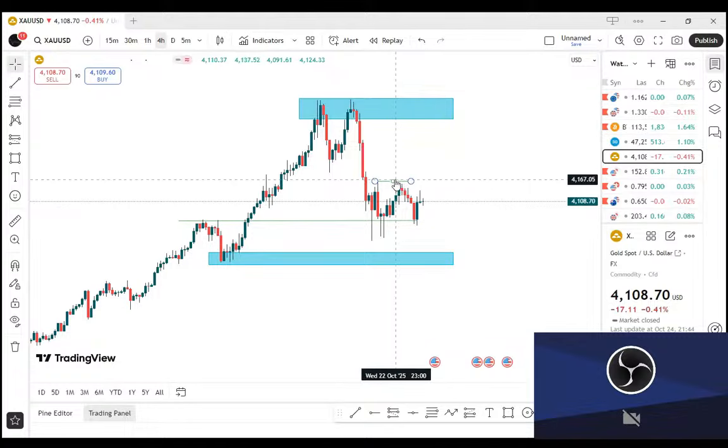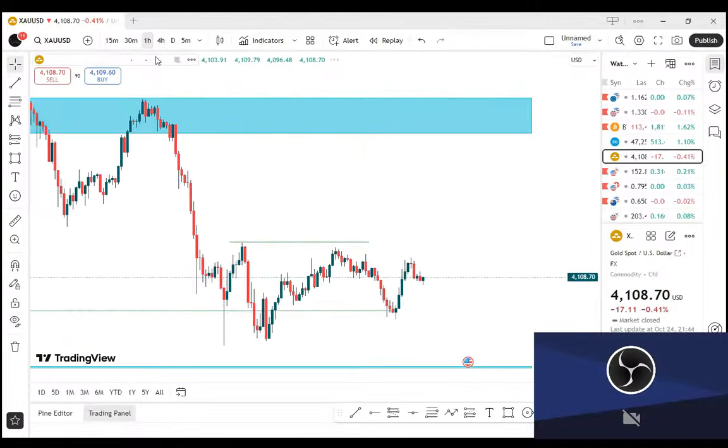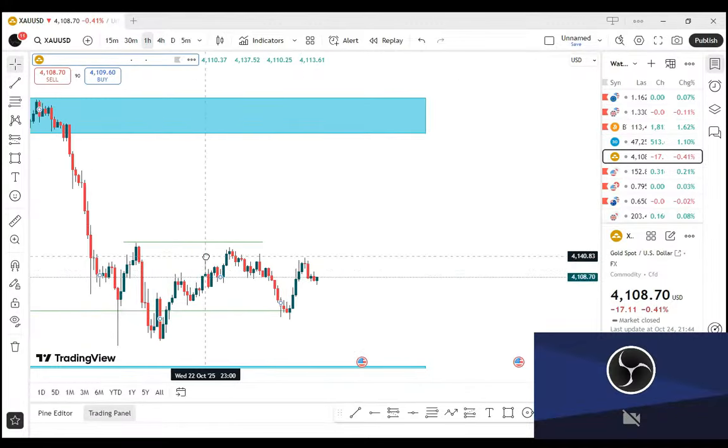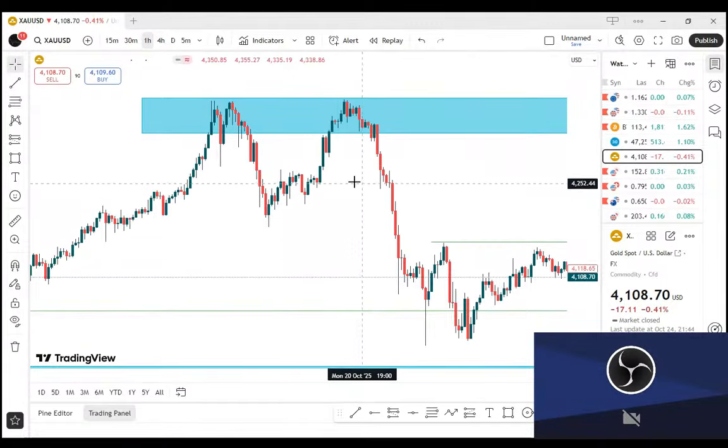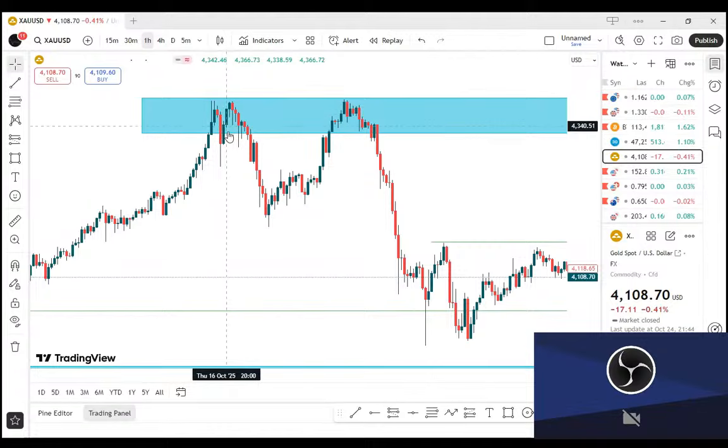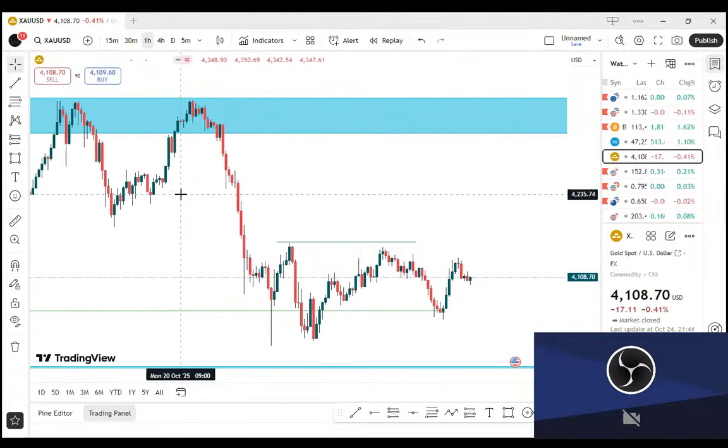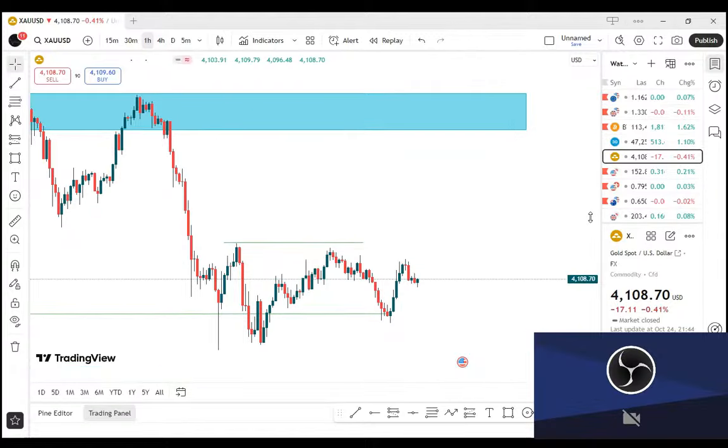Price tried to approach this high. What happened? It pushed price down to this particular zone. If you go to the 1 hour time frame, you see what I'm talking about. This is your 1 hour time frame. Confirm double top, telling us that price is selling.